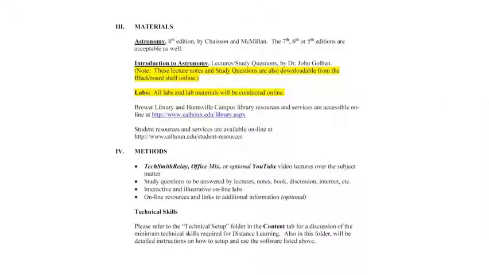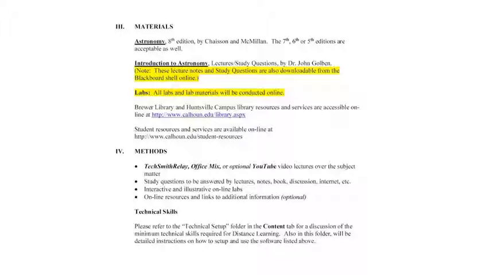Our book for this course will be Astronomy, the 8th edition by Jason McMillan. The 7th, 6th, or 5th editions are acceptable as well. And if you check out the frequently asked questions, there's one on the book there that will help you purchase the 5th edition on Amazon for as little as $3 or $4.